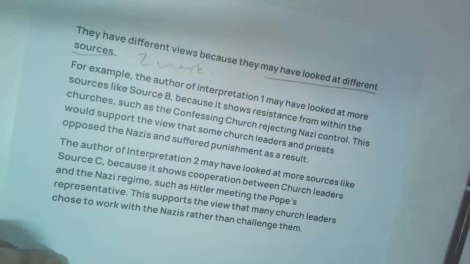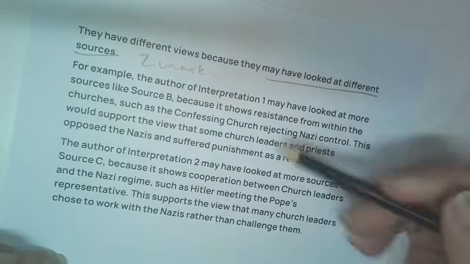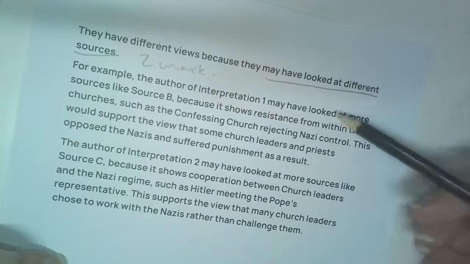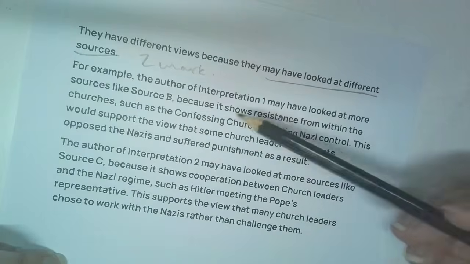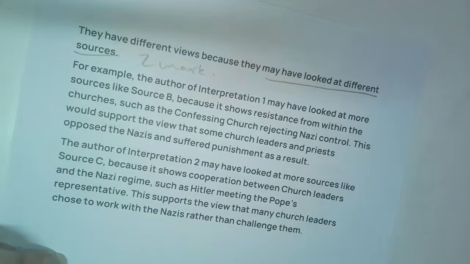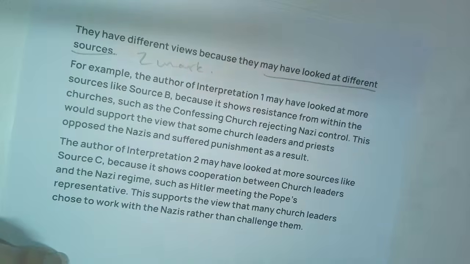Okay, to get your 4 marks, you need to just kind of back that up though. So, for example, the author of interpretation 1 may have looked at more sources like source B, because you're going to back this up with a source, because the sources will always match. You will have one interpretation that matches one of the sources and one interpretation that matches the other source. So in this case, interpretation 1 matches source B because it shows resistance, and interpretation 2 matches source C because it shows cooperation. And that's it.